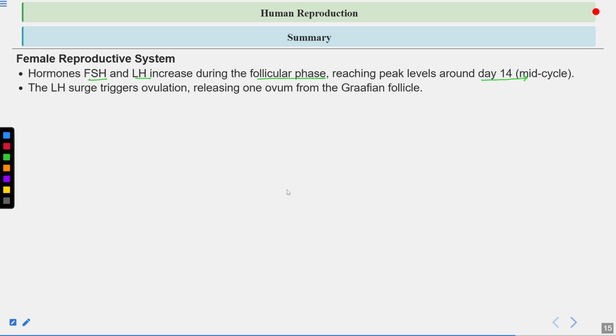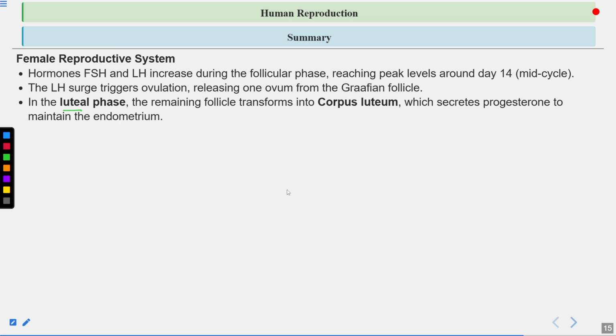This follicle stimulating hormone helps in the development of the follicles. And for LH, luteinizing hormone, there is a rapid increase in the luteinizing hormone levels. This triggers the ovulation, releasing one ovum from the Graafian follicle. Remember, one ovum or secondary oocyte from the Graafian follicle.